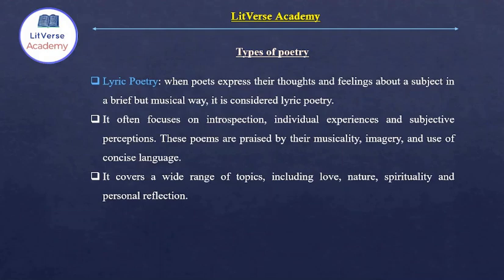In history, when you see the poems written by William Shakespeare, John Keats, P.B. Shelley, it has been used to explore themes of love, loss, nature, spirituality, and the human condition. They crafted verses that resonate with readers on a deeply personal and emotional level. So the common forms of lyric poetry are sonnets, odes, and elegies.